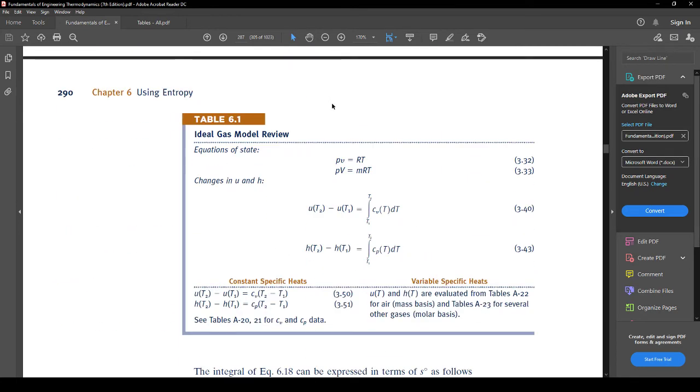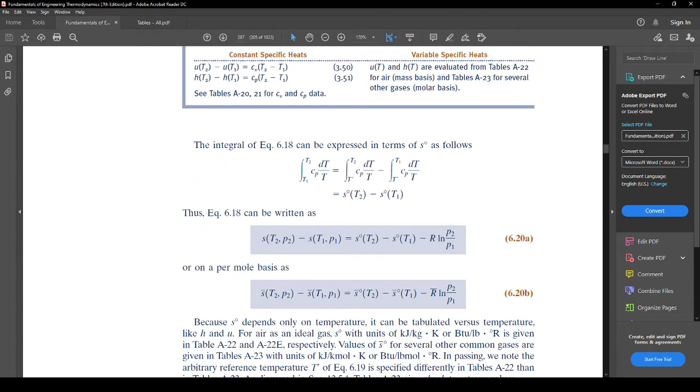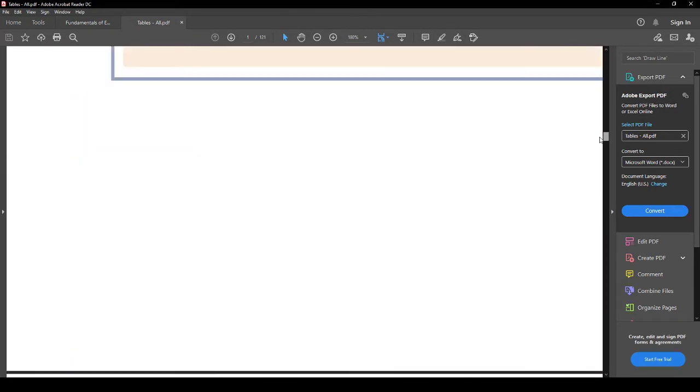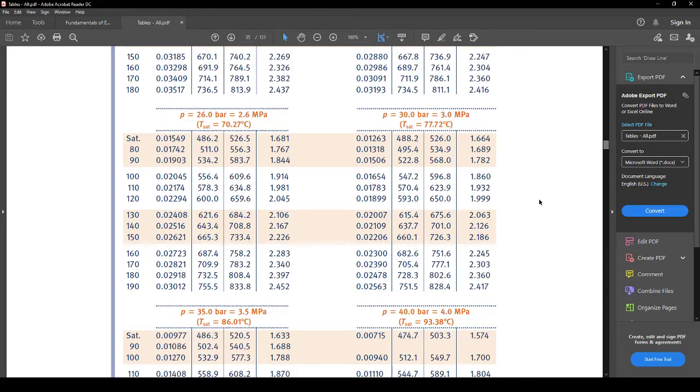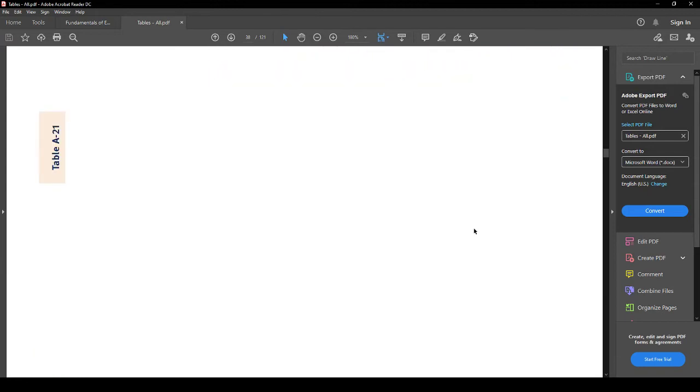So let's hold on to that really fast. Right here. So it says, as for internal energy and enthalpy changes of ideal gases, the evaluation of entropy changes for ideal gases can be reduced to a convenient tabular approach. We begin by introducing a new variable, which is absolute entropy, I think is what they call it. If you go look in your tables, it's on A-22. So remember, we're talking about air here, specifically in this instance.